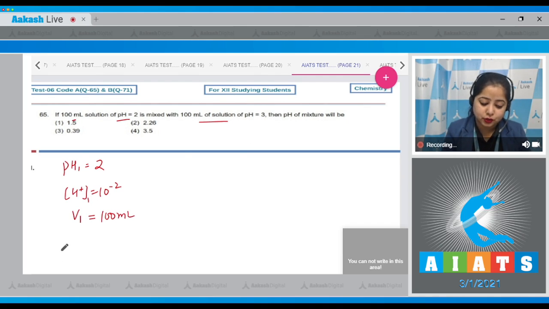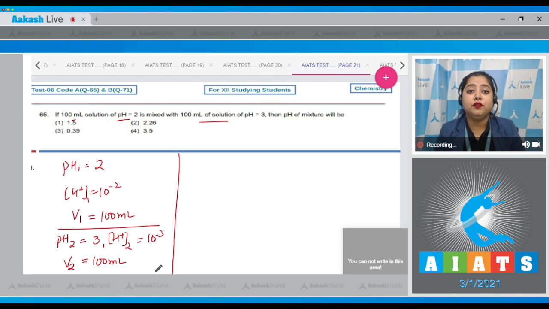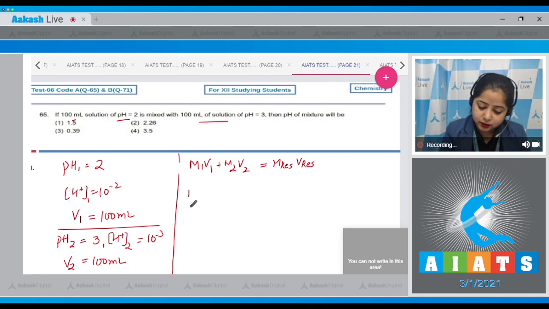Now let's talk about the second solution. The pH of the second solution given here is 3. That means the H⁺ ion concentration for the second solution is 10 raised to the power minus 3. And the volume given for the second solution, let's take it as V2, is also 100 ml. We have to calculate the pH of the final or resultant solution. The formula used is M1V1 plus M2V2 is equal to M resultant into volume resultant. Here M1 is 10 raised to the power minus 2, volume is 100, plus M2 is 10 raised to the power minus 3, volume is again 100.